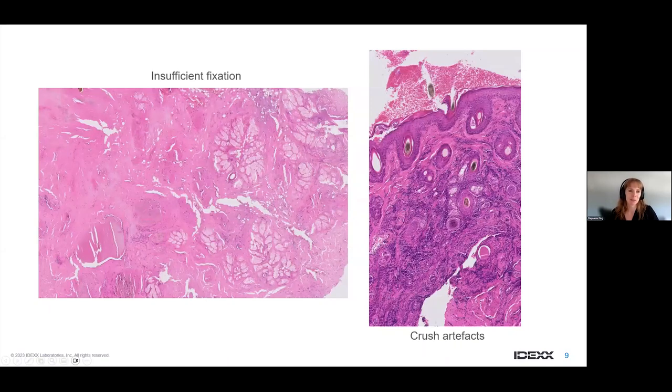This is a sample that wasn't sufficiently fixed. So it's basically, I think, the same lesion. You see the same cells that you saw before, but the architecture is very much disrupted and the cellular detail is really hard to appreciate. And then we have a sample here that has been squashed and shows some quite severe crush artifacts. Again, some sebaceous glands, I can see them, some hair follicles as well. And then there is some sort of infiltrate, which is probably inflammatory, but it's really hard for me to say that.